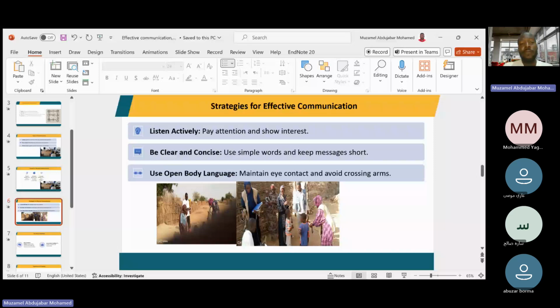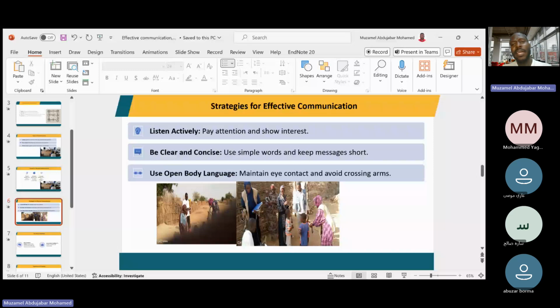The second strategy for effective communication is to be clear and concise. When you send a message about something like COVID-19 or vaccination, let your words be simple and concise. Use simple words that all of them understand. Do not use jargon that is not understandable. Let your message be clear, concise, simple, and specific. Do not talk in general; use specific words.